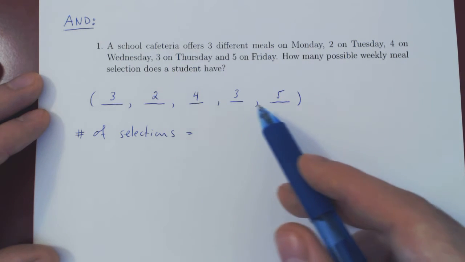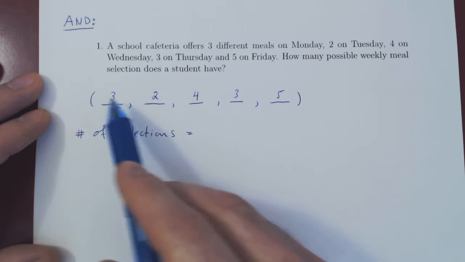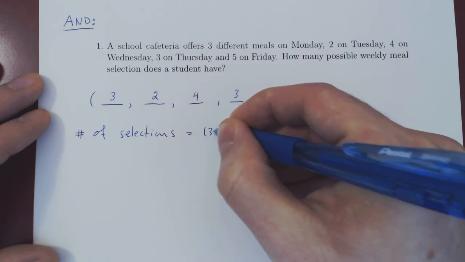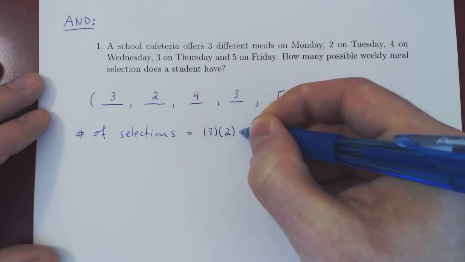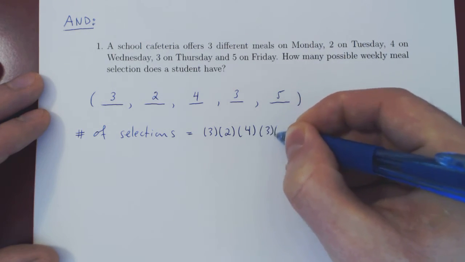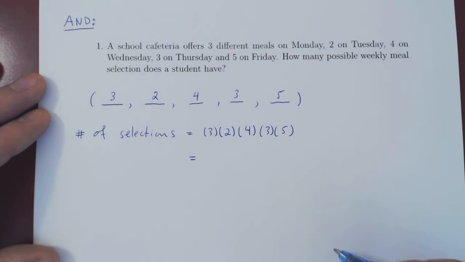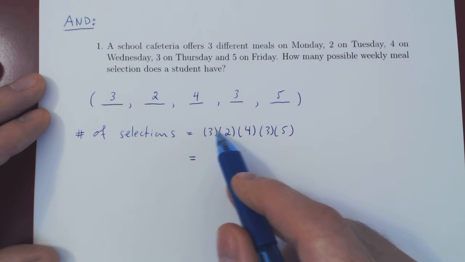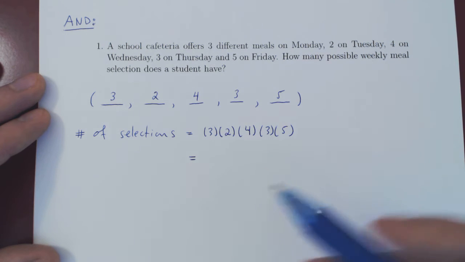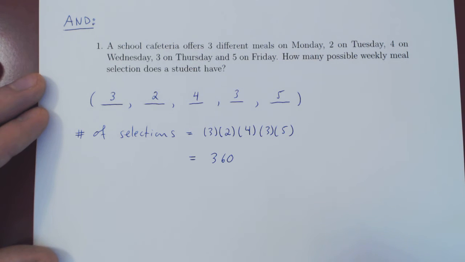We're saying and every time. We have an ordered sequence of selection, and so we're just multiplying every number. So 3 choices on Monday, times 2 on Tuesday, times 4 on Wednesday, times 3 on Thursday, times 5 on Friday. And that's it. So if you multiply this out, if you're clever, you do 3 times 4, 12, times 3, 36, and 5 times 2 is 10, 36 times 10 is 360. And there you go.